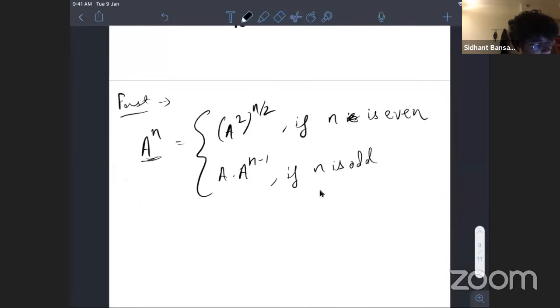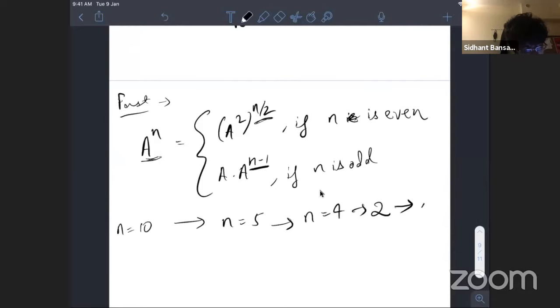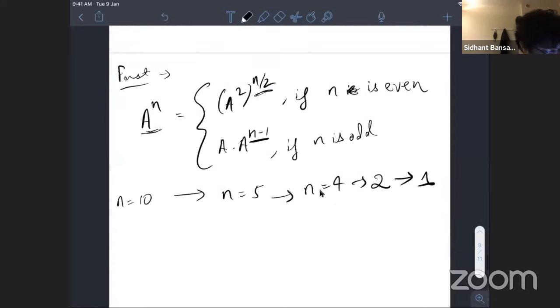So let's say previously the exponent n was 10. Now you halved the exponent to 5. Next time, since the exponent is odd, you'll decrement it by 1, so it will become 4. Now it's again even, so you'll halve it, so it will become 2. Again even, so you'll halve it, it will become 1. And obviously, for a to the 1, it's just a. So just return a, and you're done. Right? So that's the idea, that a to the n can be solved in log n.